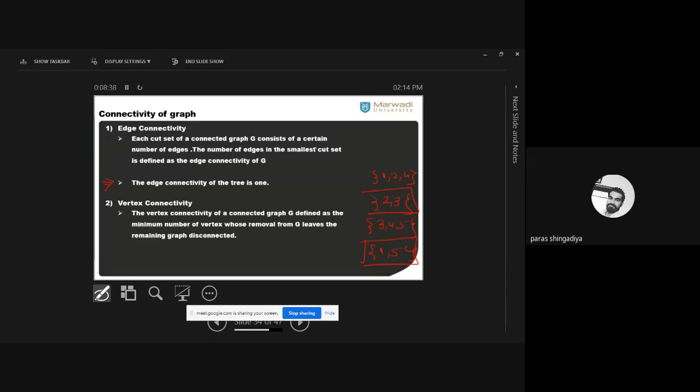Okay, so again I repeat the definitions. It is a connected graph G. Both the definitions will work only for a connected graph G. We cannot find edge connectivity and vertex connectivity for a disconnected graph. The graph should be connected, and now you have to check the minimum number of vertices whose removal from G leaves the graph disconnected, and then it is known as the vertex connectivity. Okay, let's consider an example here, any graph, and let's find its vertex connectivity.